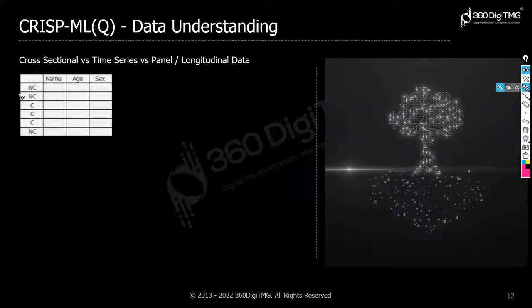Suppose you have the data on who are the patients who were tested positive with respect to COVID, and who were the people who were tested as negative. So no COVID, patient one. Patient two also does not have COVID. Patient three is COVID positive. Four, five, six, so on and so forth. Say you have data of 1,000 patients.